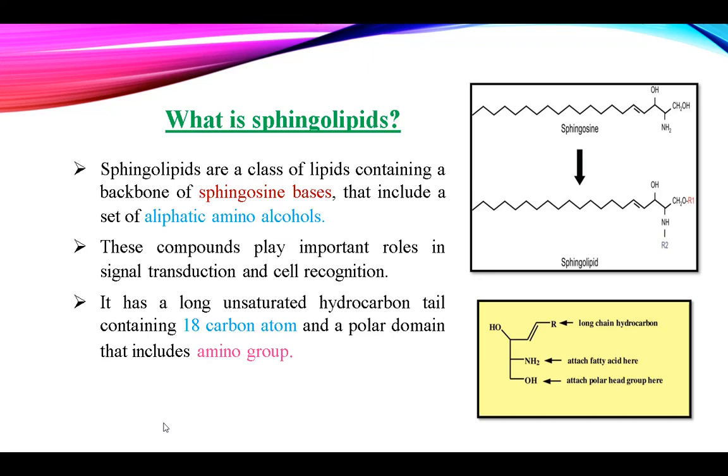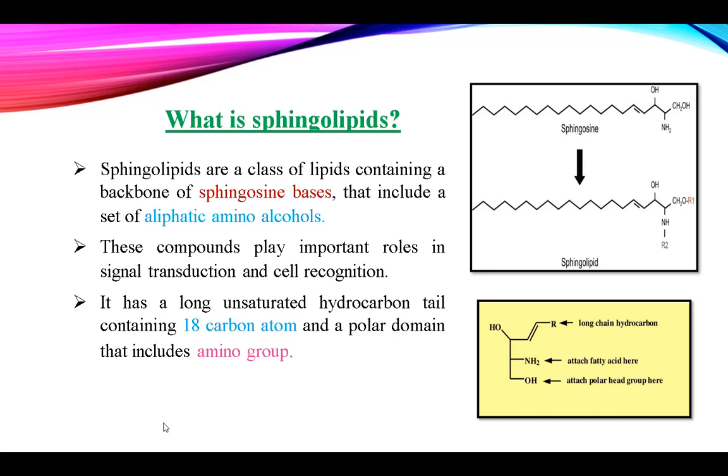Sphingolipid contains sphingosine bases, which are a long chain of aliphatic amino alcohols, and a long unsaturated hydrocarbon tail, containing 18 carbon atoms, which contain a polar domain that includes an amino group. These compounds play important roles in signal transduction and cell recognition.